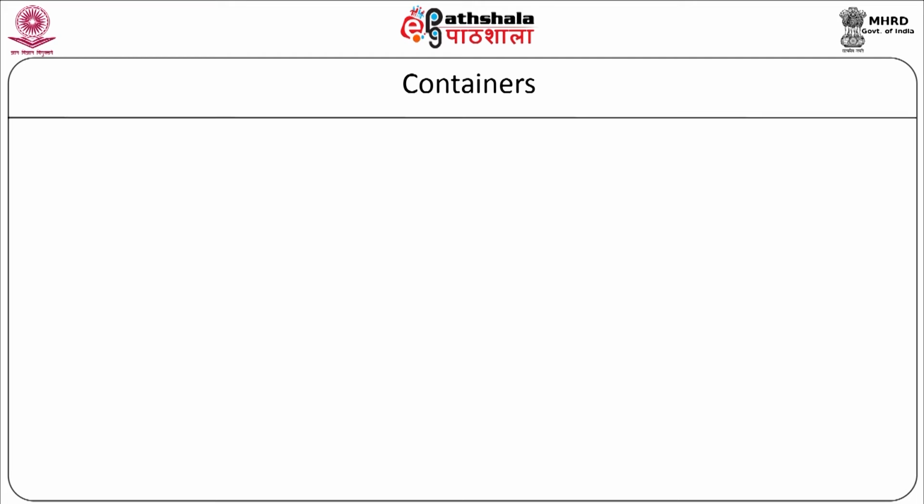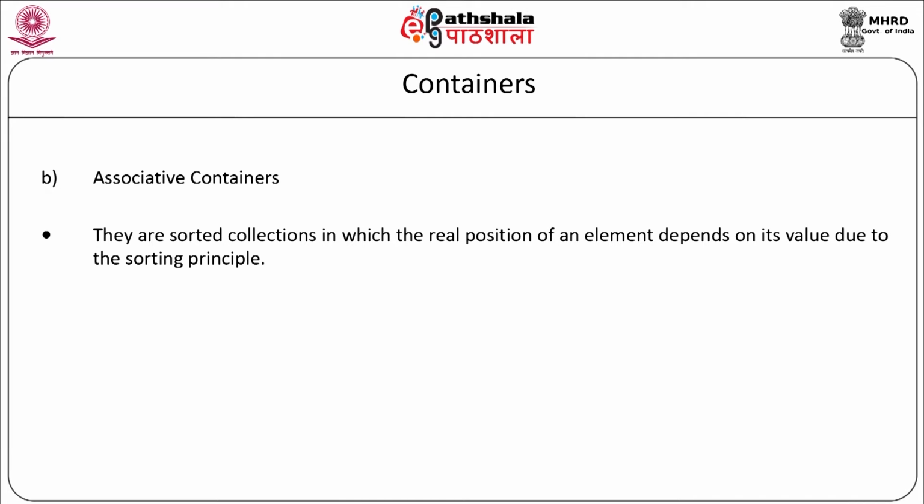The second type of container is associative containers. They are sorted collections in which the real position of an element depends on its value due to the sorting principle. Example is set, multiset, map and multimap.